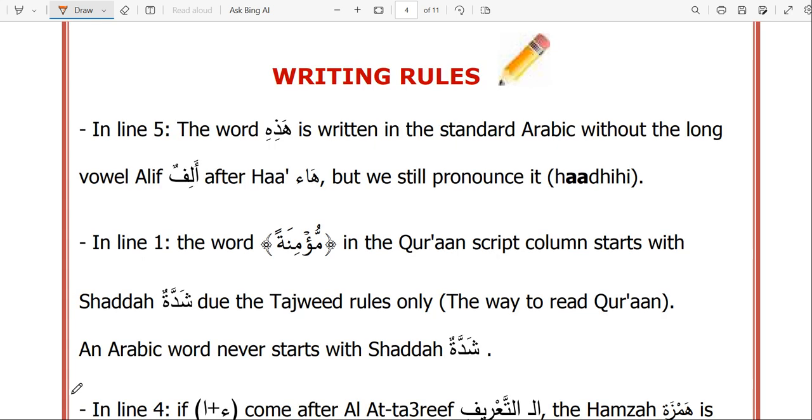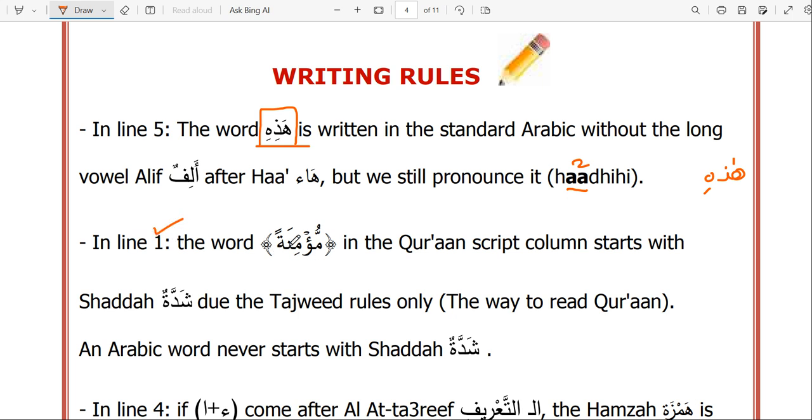So here are some writing rules, as I have already explained about hadha. The word hadha is written in standard Arabic, as you can see here how it is written. But in Quranic script, how is it written? It's with ha. You can see a small saghira alif, as we did, as you can check in the table of phrases, and we prolong the sound with two counts. هذه.